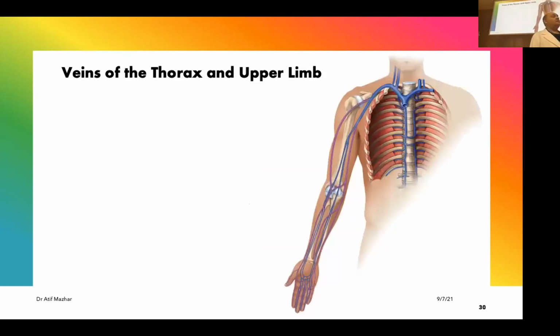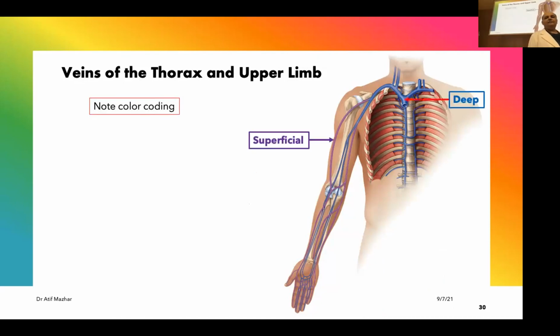Now, veins have a different mechanism. We have a superficial set of veins and we have a deep set of veins. And these sets of veins are interconnected with each other. And you can see there is a color difference. Superficial and deep, one is purple and one is blue. Deep vein and the light vein color.